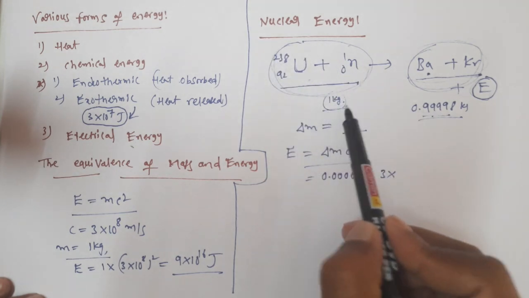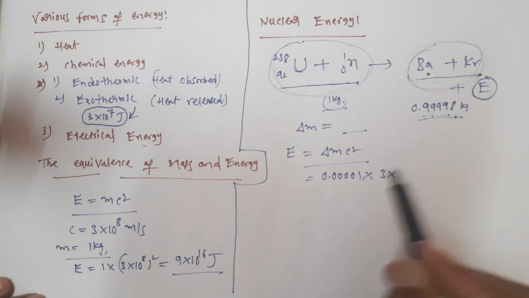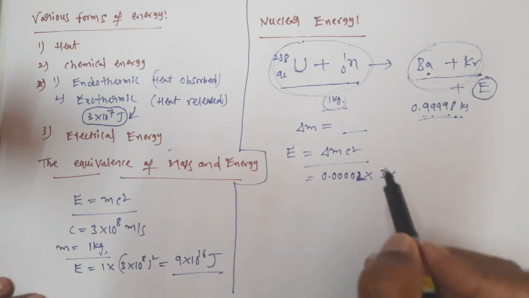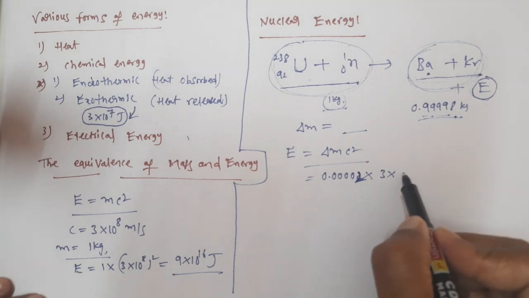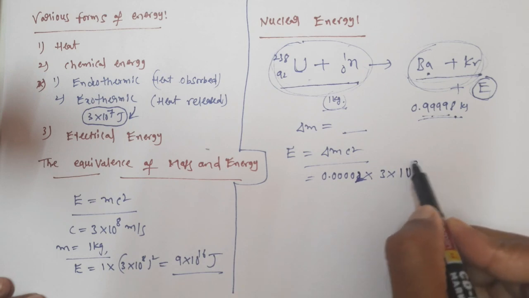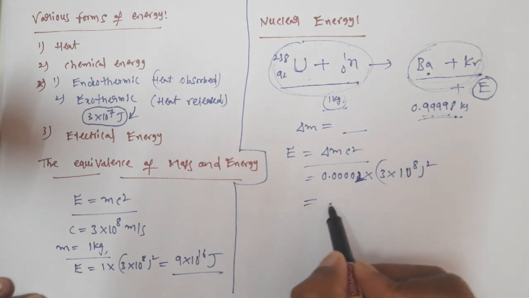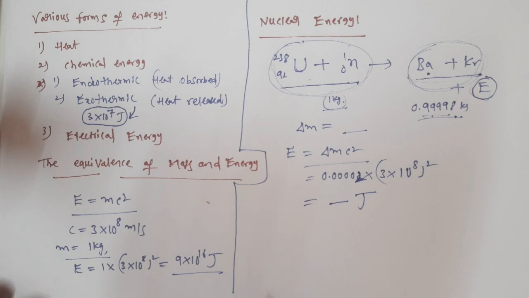So if the mass is 1 kg and the products are 0.2 kg less, the difference is 0.002 kg, then times 3 into 10 power 8 whole square. By using this equation, we will get the energy. Hope you understand this one.